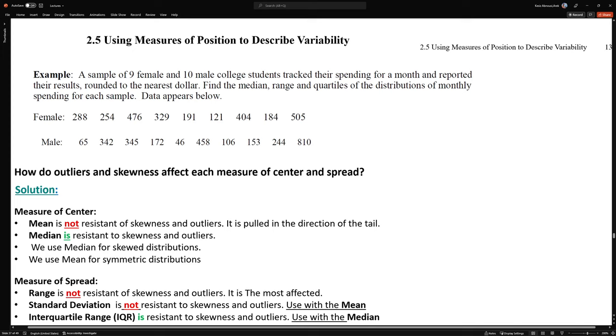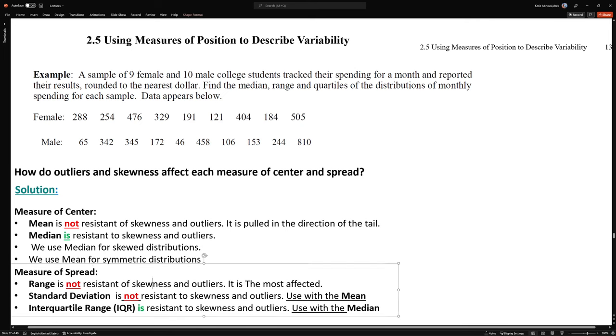Then, and this is important, we use median for skewed distribution. As measure of center, we use the median when the distribution is skewed, which means if it's left skewed or right skewed, we'll use the median as the measure of center. But when the distribution is symmetric, bell shaped, we use the mean as measure of center because it explains better. So we have to first see what's the shape of the distribution, and if it's skewed, we use the median value as measure of center, and if it's symmetric, we use the mean as measure of center.